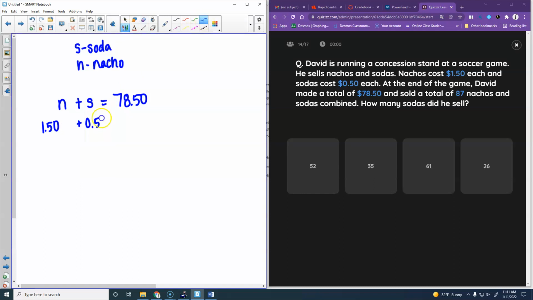Do you have any variables? I'll get 1.50 N plus 0.50 N. Should be an S right here. Yeah, because sodas cost 50 cents each, so you want the S next to your 50 and $1.50 next to nachos. Okay, now, this is not right. It's close, but it's not right. What is incorrect about this, Katie? Yes. The amount, how much it costs, is the $78.50. So you need that with the equation that has the prices in it. So this needs to be $78.50 here. 87 is your total, so you're going to put that here. So you need to switch those two.